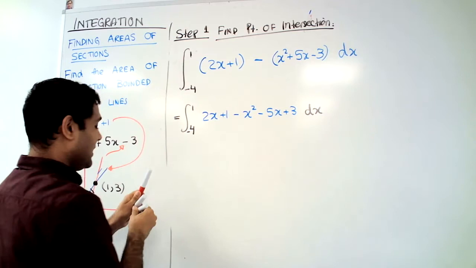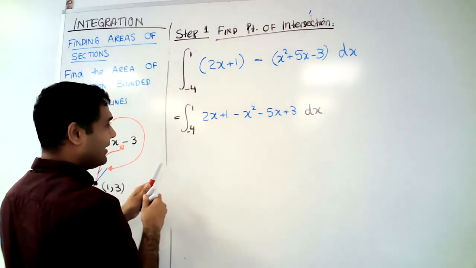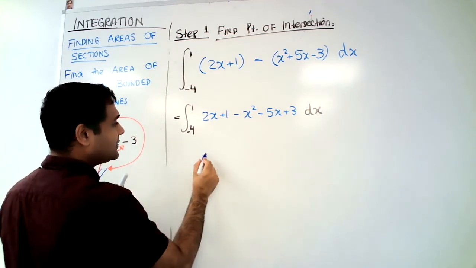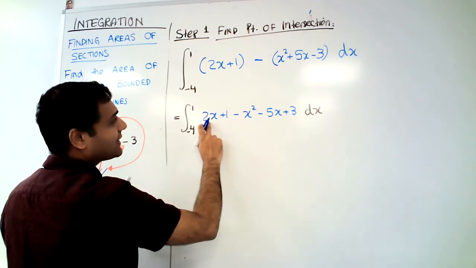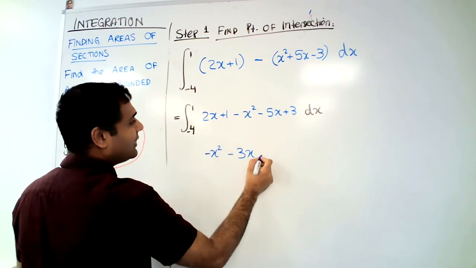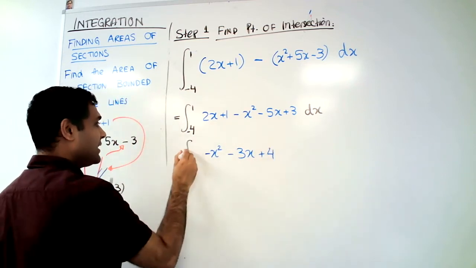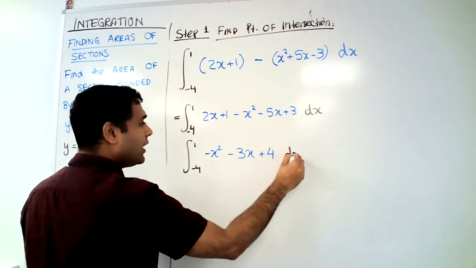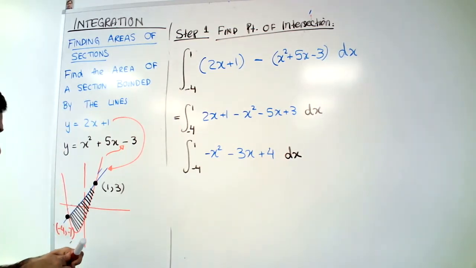I can do one more step before I integrate. This is 2x, this is 5x. The best thing is to write it in proper order. So minus x squared I can write first, minus 5x and 2x is minus 3x, and 1 and 3 is 4. I haven't started integrating yet. Now I'm going to integrate and I will apply the limit. There will not be any C.